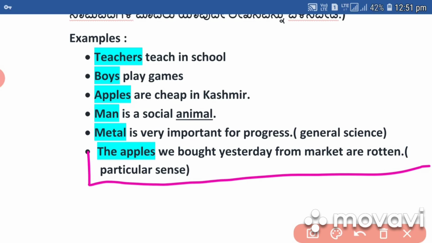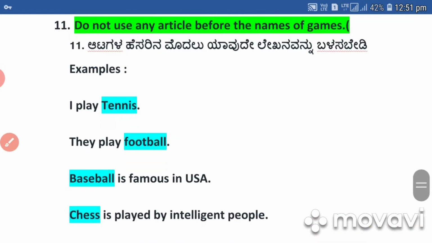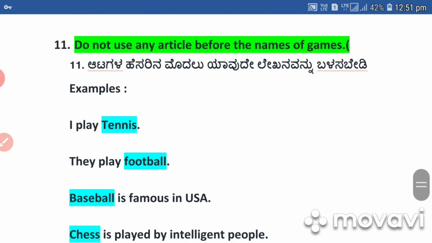Okay, very clear. This sentence gets the information actually from here. Right? The apples we bought yesterday from the market are rotten. Next, 11th: do not use any article before the names of games.